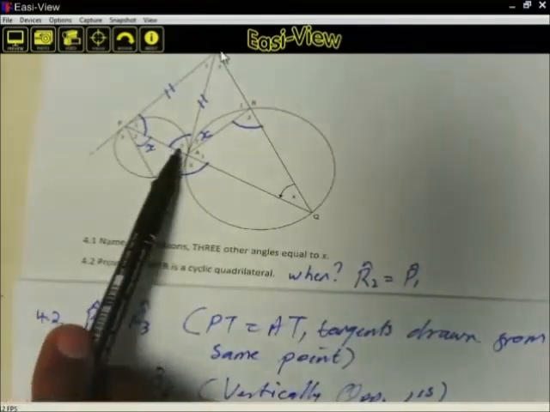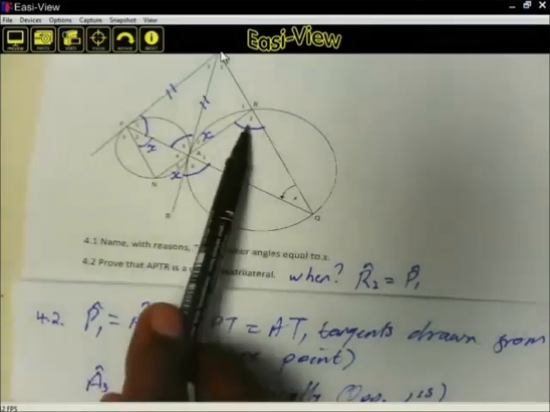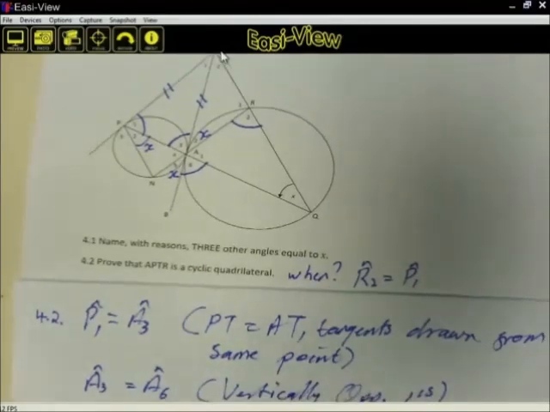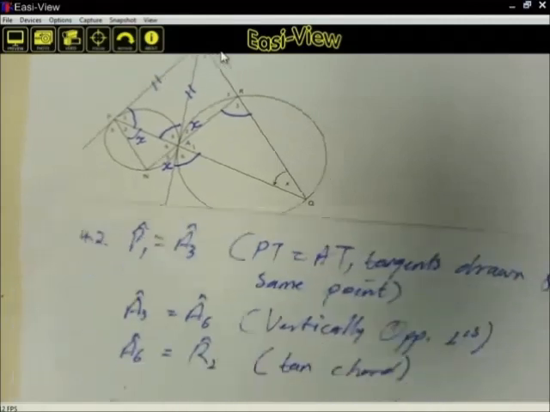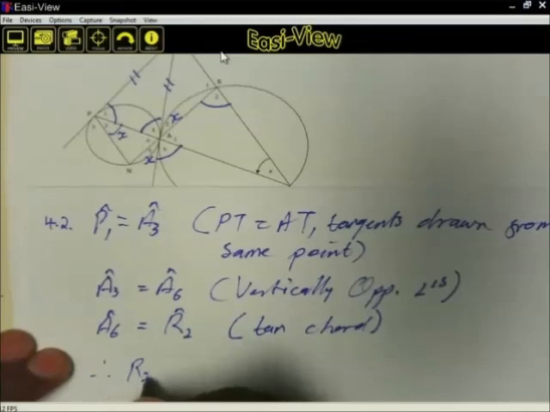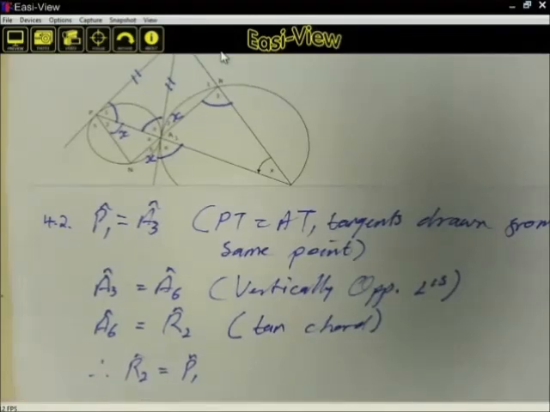All those angles are equal. P1 is equal to A3 and A3 is equal to A6 and A6 is also equal to R2. I have been providing reasons all along. So all those angles are equal. What does that mean? Therefore, we conclude angle R2 is equal to P1. It's a deduction. The moment you say therefore, you deduce from the above statements. From the above statements, we can then draw a conclusion that states angle R2 is equal to P1.